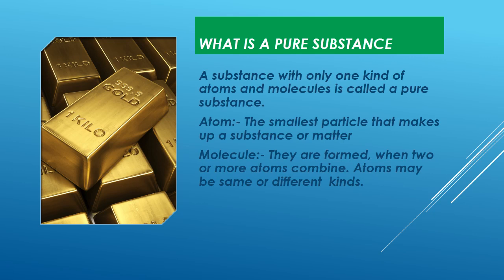So now let us recall what is an atom. Atom is the smallest particle, or we can say a building block of a substance or matter. Molecules are formed when two or more atoms combine together. These atoms may be of the same or of different kinds. For example, in a water molecule, the two types of atoms are hydrogen and oxygen.